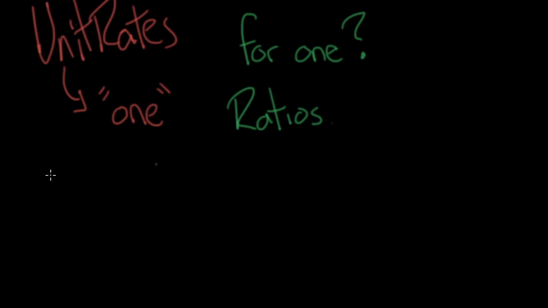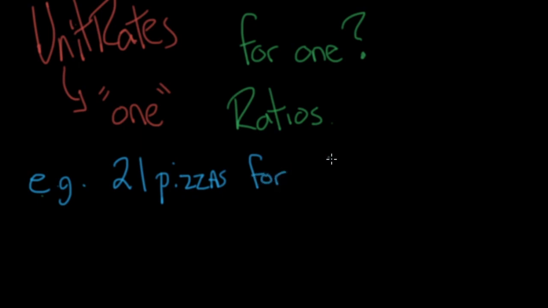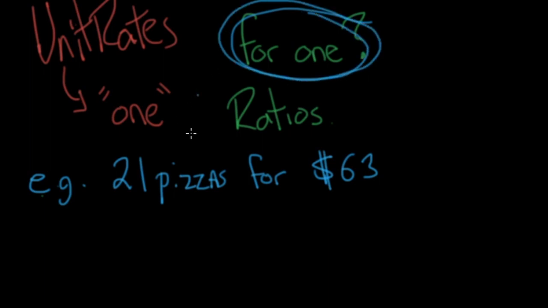And I'll give you a quick example. So let's just get to a quick example right now. Let's say you bought 21 pizzas. You're really hungry. Is everybody hungry right now? So you bought 21 pizzas for, let's say, $63. And I want to know, again, how much would it cost for one pizza? Well, remember, when we're talking about ratios, we're looking at comparison.